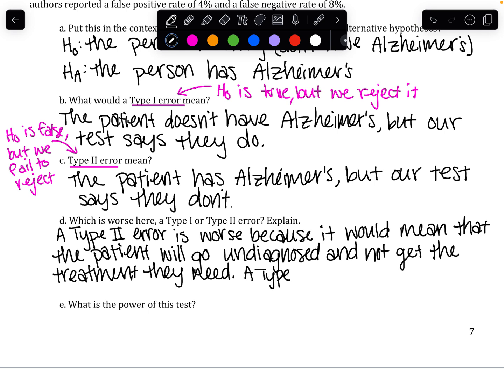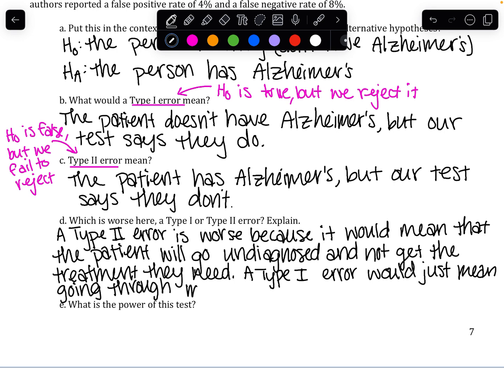A type 1 error would just mean going through more tests and would hopefully end in a proper diagnosis.